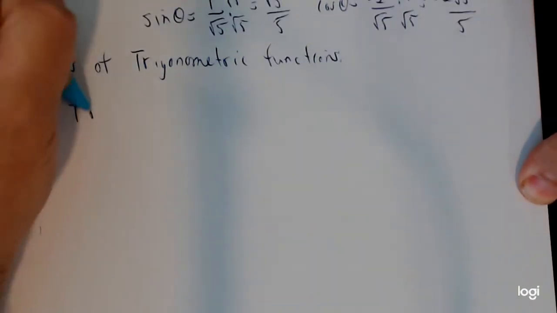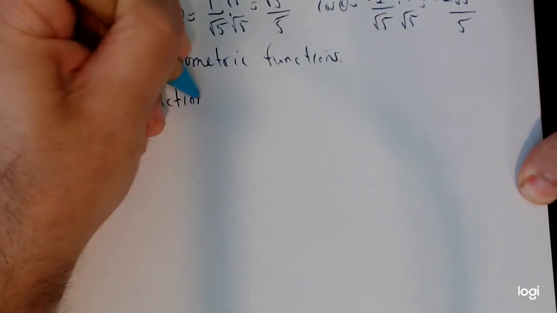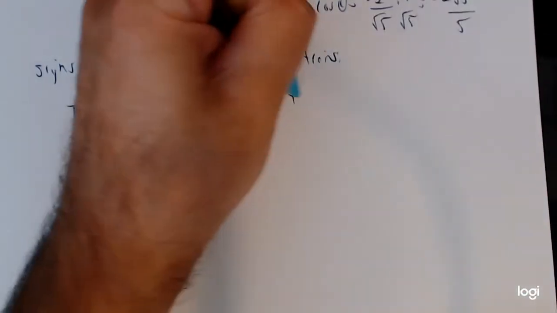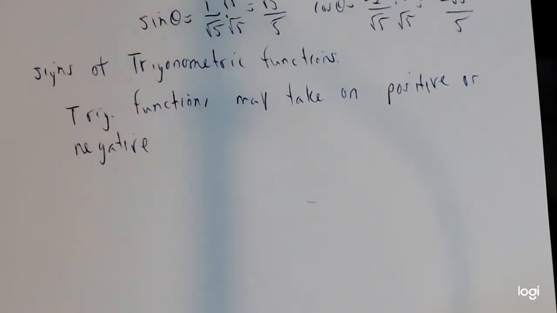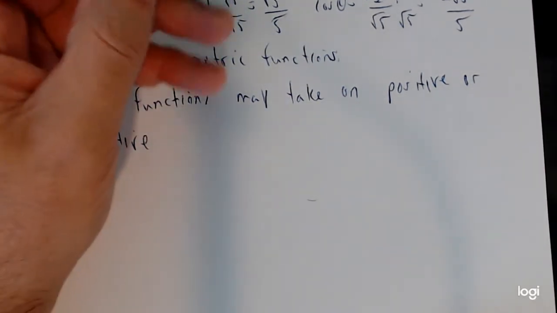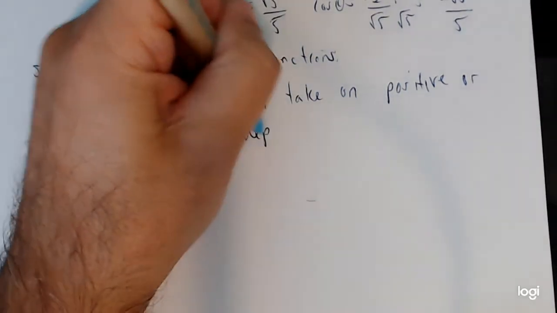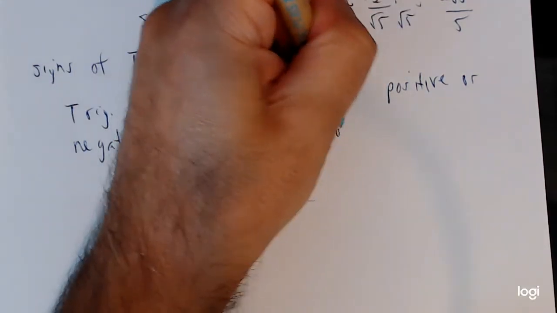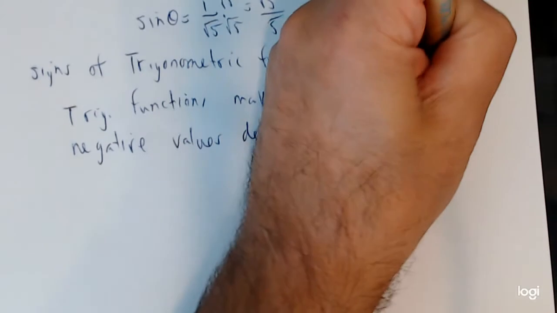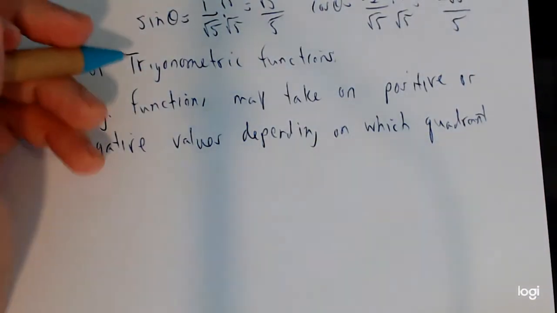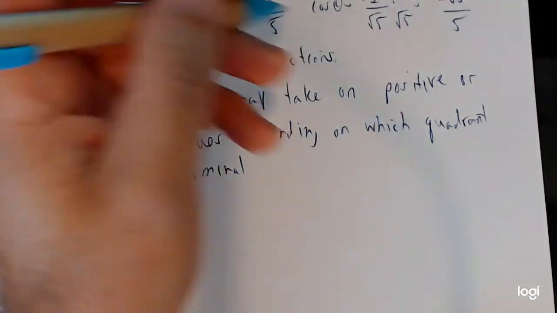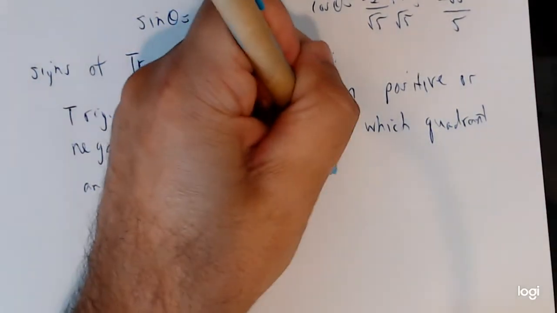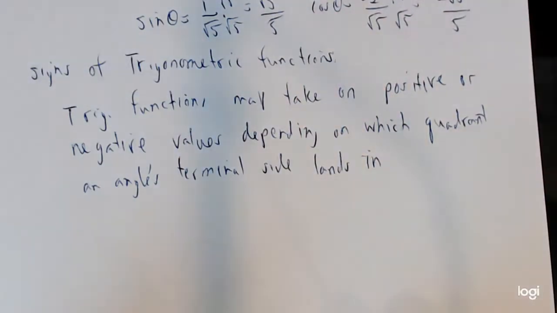So if we start off with, we can say that trig functions may take on positive or negative values depending on which quadrant an angle's terminal side lands in.